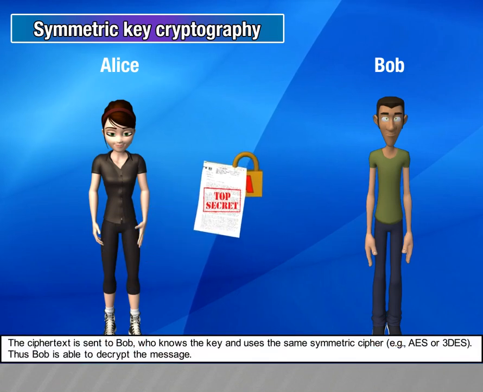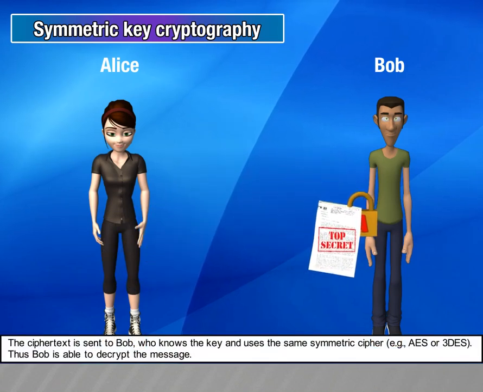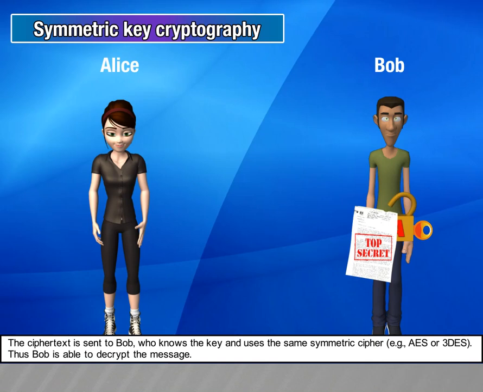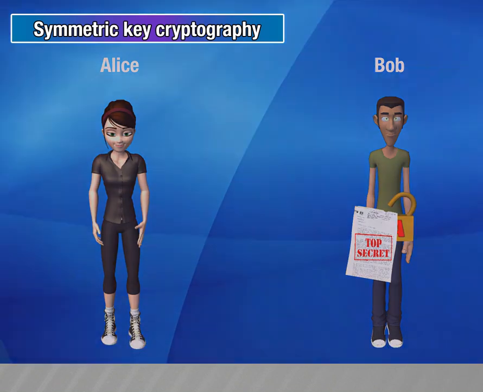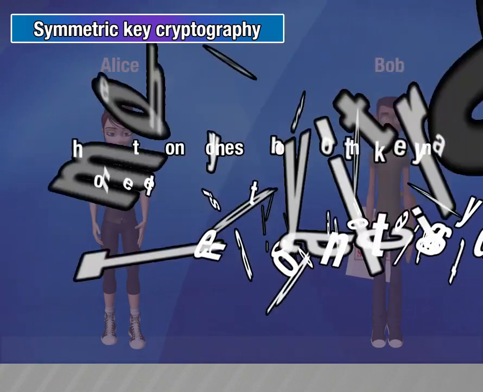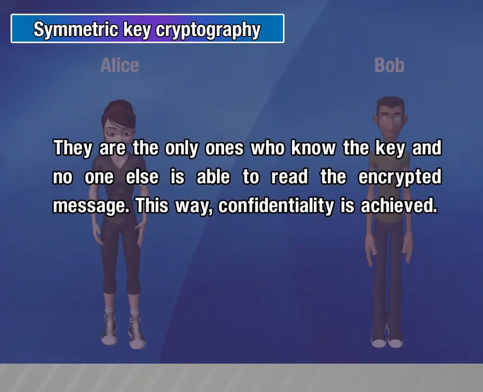The ciphertext is sent to Bob, who knows the key and uses the same symmetric cipher, for example, AES or 3DES. Thus, Bob is able to decrypt the message. Alice and Bob share the key, which is why it is called symmetric. They are the only ones who know the key and no one else is able to read the encrypted message. This way, confidentiality is achieved.